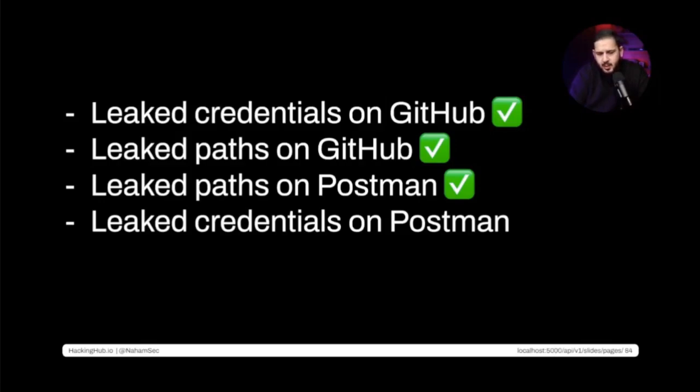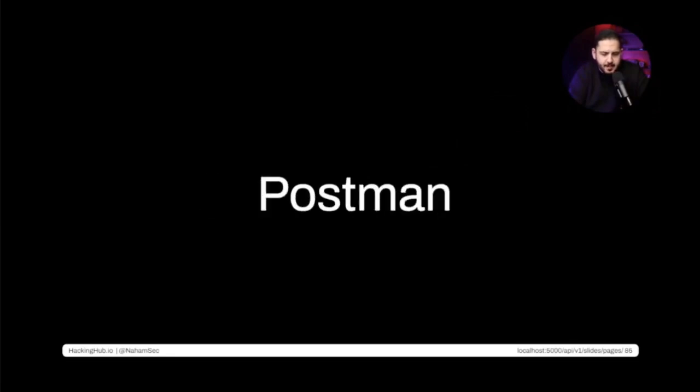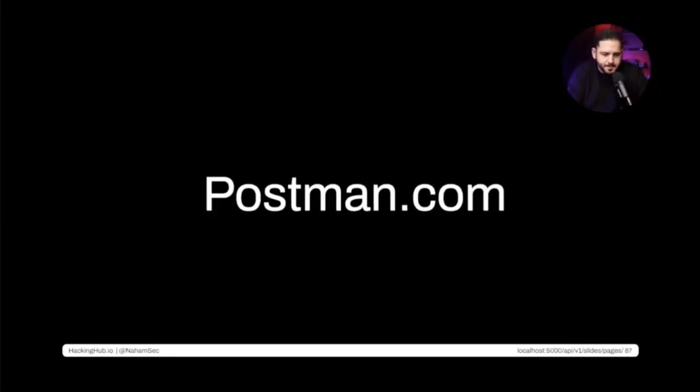So far I've talked about leaked credentials on GitHub, leaked paths on GitHub, and then we've talked about leaked paths on Postman. But I want to talk about leaked credentials on Postman and also a different approach to utilizing Postman.com. And again, I'm not talking about Postman itself. I am talking about Postman.com.